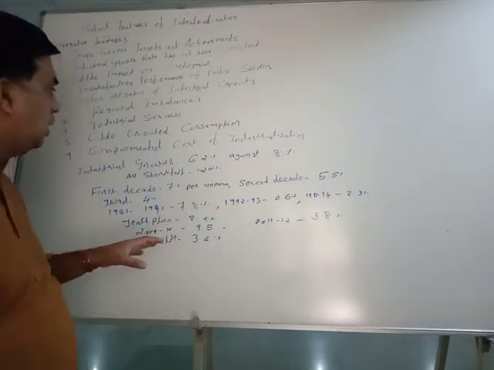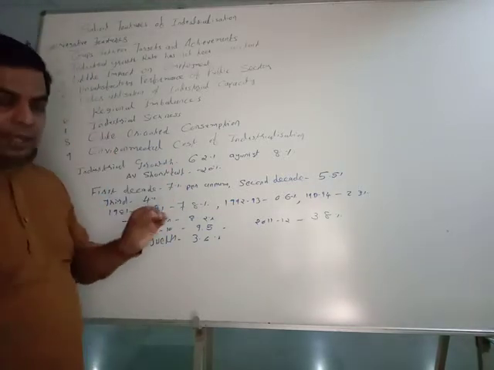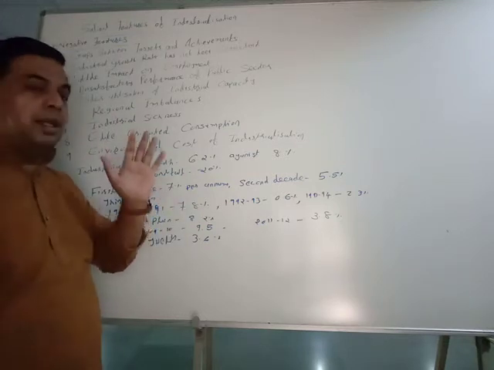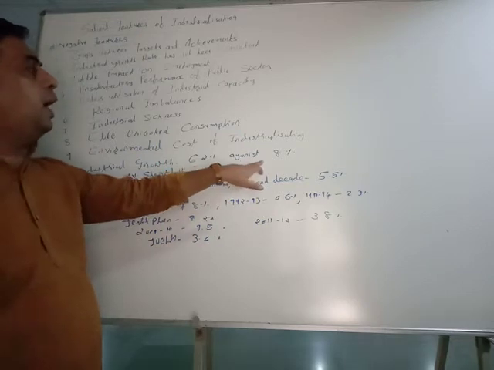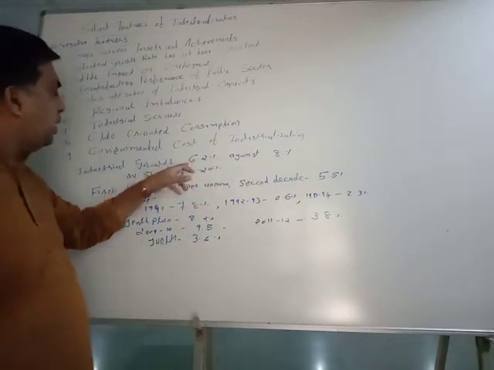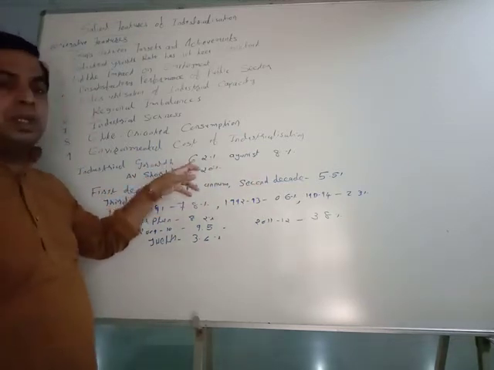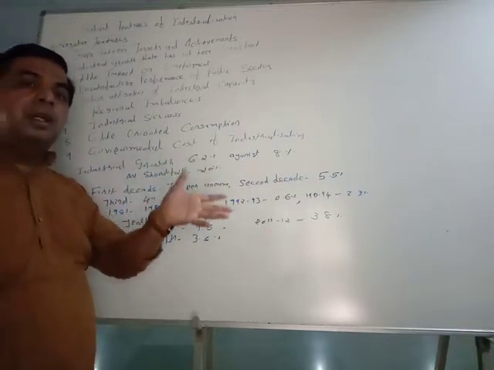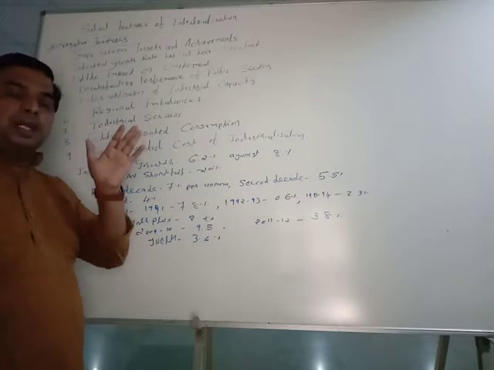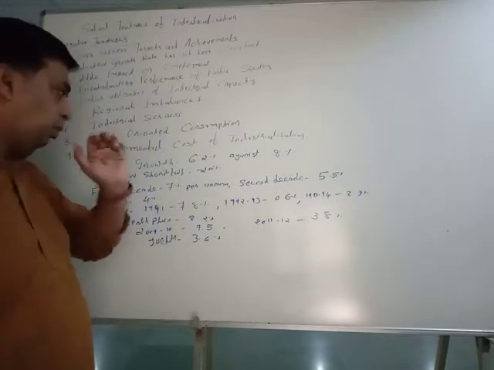For example, we have projected our industrial growth rate would be about 8% per annum, but during the planning period, our industrial growth rate has been found to be 6.2%. So there is a gap between the target and actual achievement.